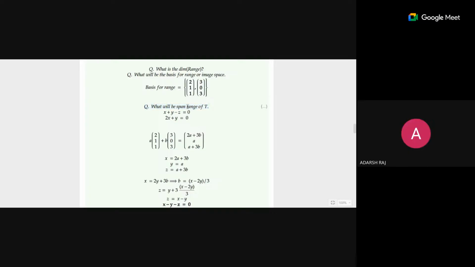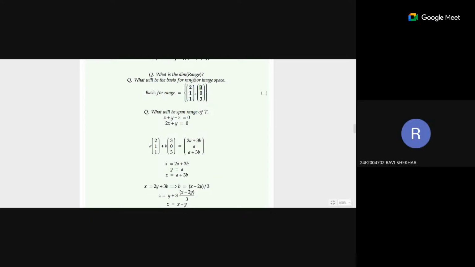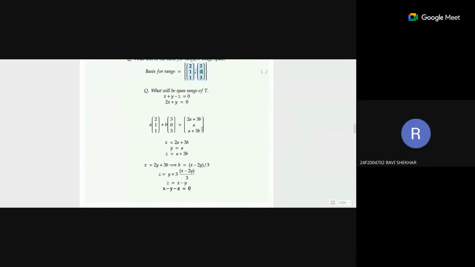What will be the span of the range of T? Range contains these two vectors, and we want to find the span of these two vectors. What is that span equation given? x plus y minus z equal to 0 and 2x plus y equal to 0?